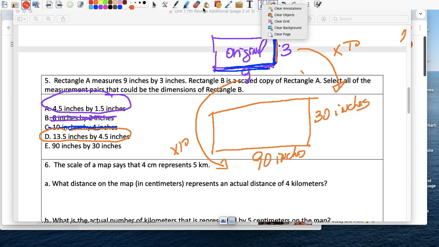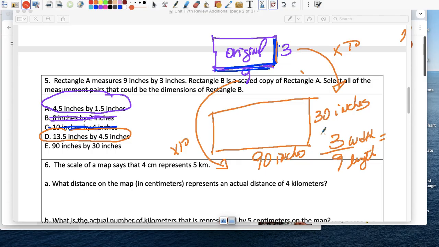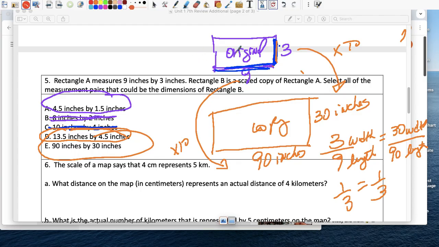If you want to set a proportion, take the two sides of the original. Right? This is the width, and this is the length. And let's see if it's the same ratio as the width on the copy, which is 30, right? That's the width. And then 90 at the bottom, which is the length. Are those two ratios the same? Yeah, 3 over 9 is the same thing as 1/3. 30 over 90 is the same thing as a third. Are those two ratios the same? Yes, they are. So this one is also a scale copy.